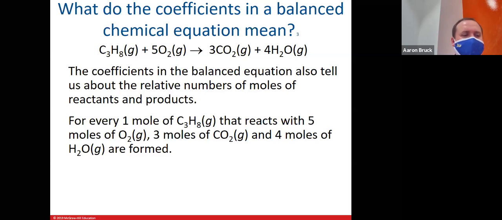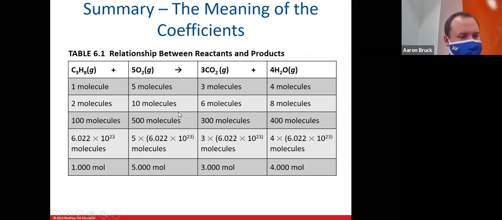I could put those out and put them together like that using molar quantities overall. And so we can see that even if we're going outside of the coefficients themselves, the relationships still hold true.